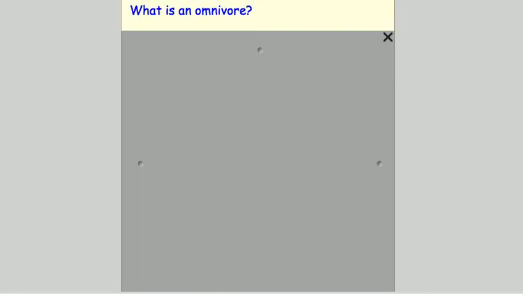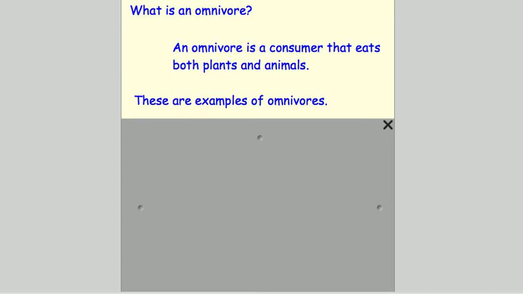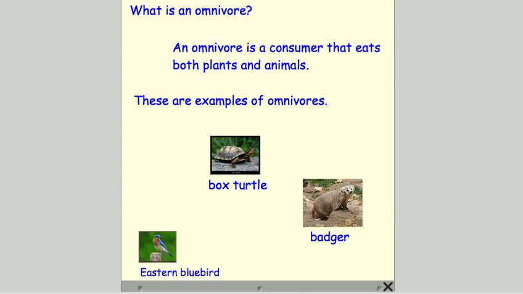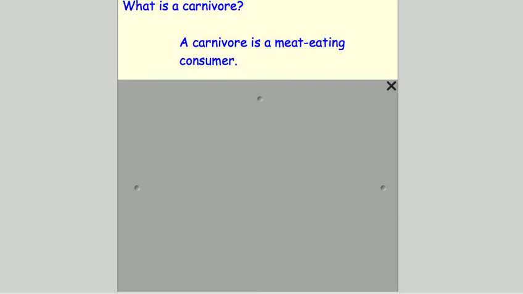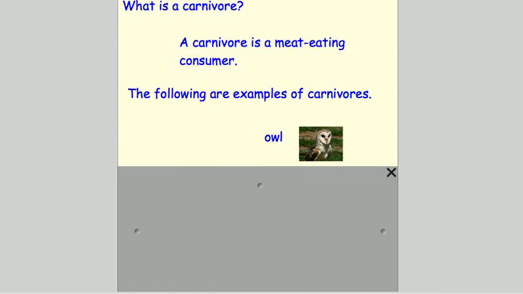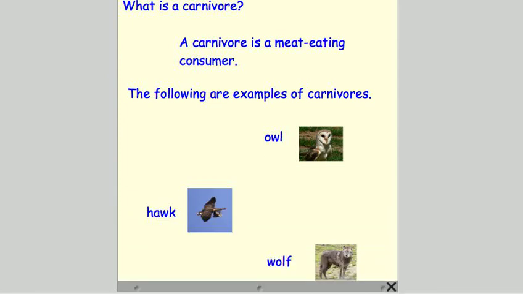What is an omnivore? Well, an omnivore is a consumer that eats both plants and animals. Here are some examples: a box turtle, a badger, the eastern bluebird. What is a carnivore? A carnivore is a meat-eating consumer. Here are some examples: an owl, a hawk, the wolf.